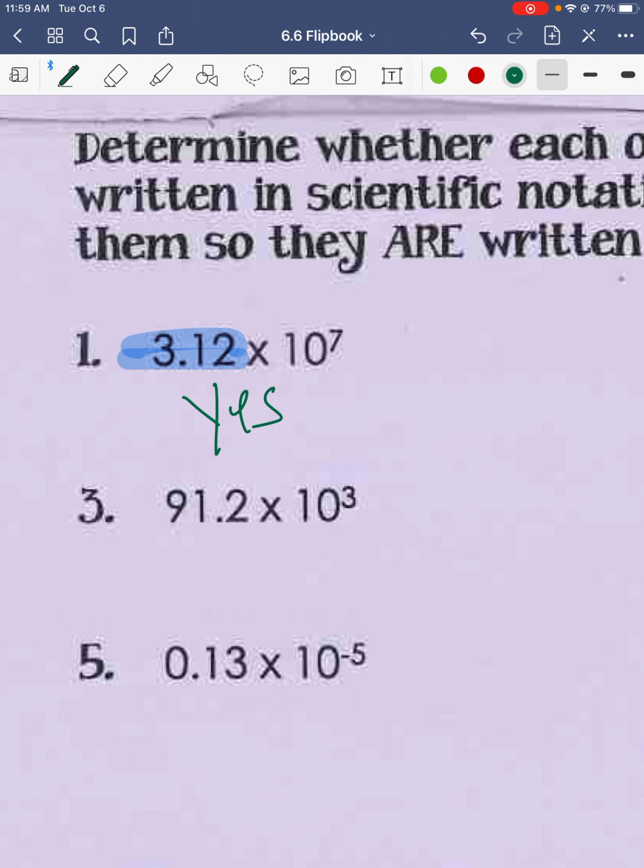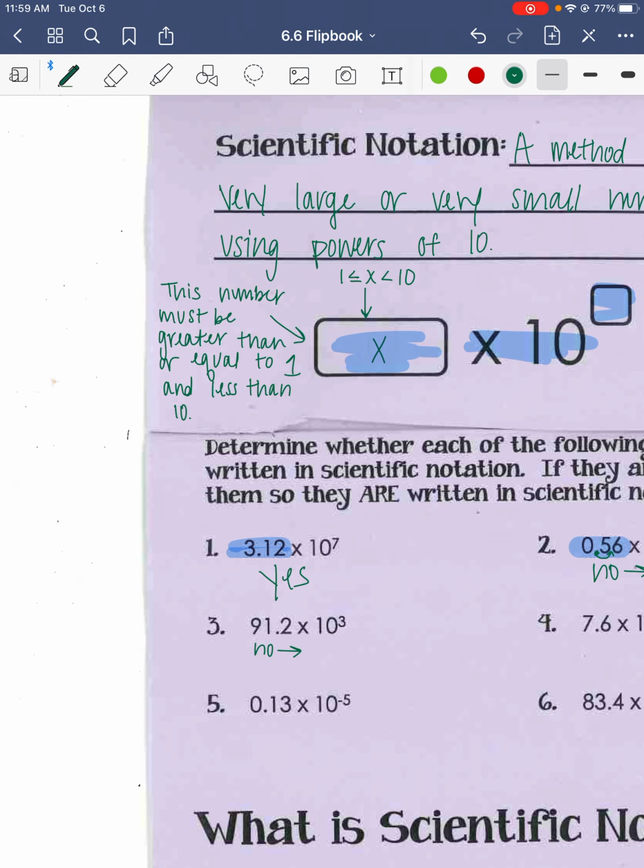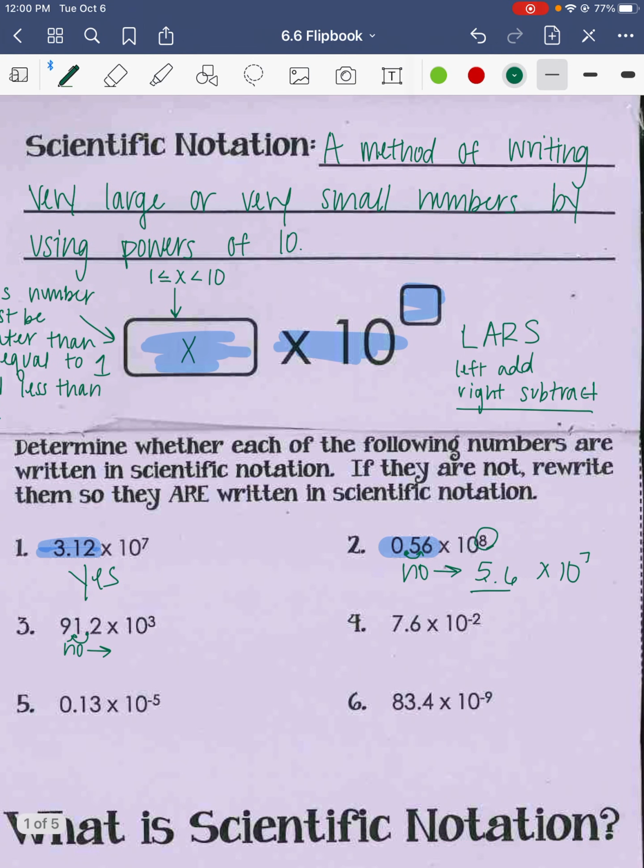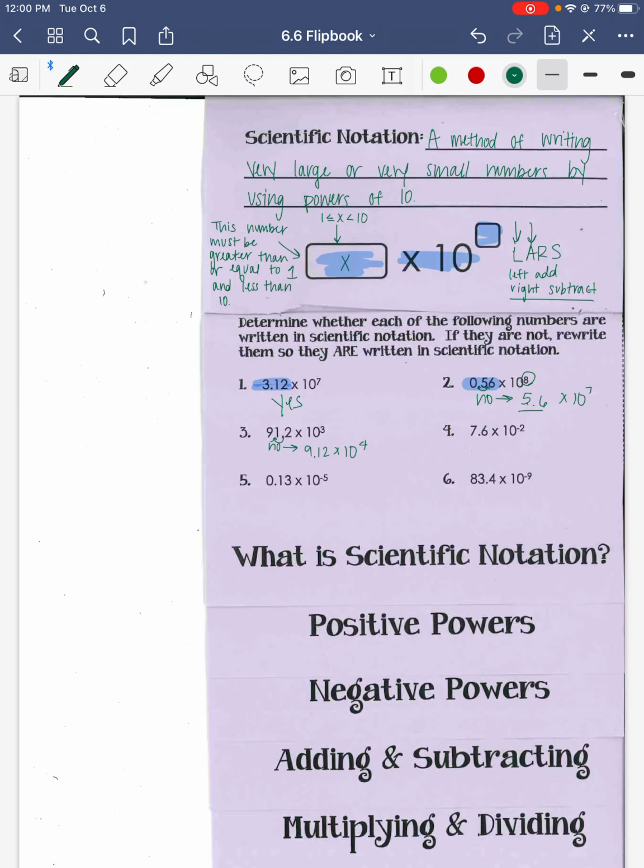So let's take a look at number 3, 91.2 times 10 to the 3rd. This also is not in scientific notation, okay, and it asks us to write it in scientific notation. So we have the decimal here. We're going to move it 1 to the left, and according to our acronym up here, if we move it to the left, we're going to add 1. So now we have 9.12 times 10, and then we're going to add 1. It's going to be times 10 to the 4th. All right, so I've done 3 of them. There's 3 left for you to complete there.